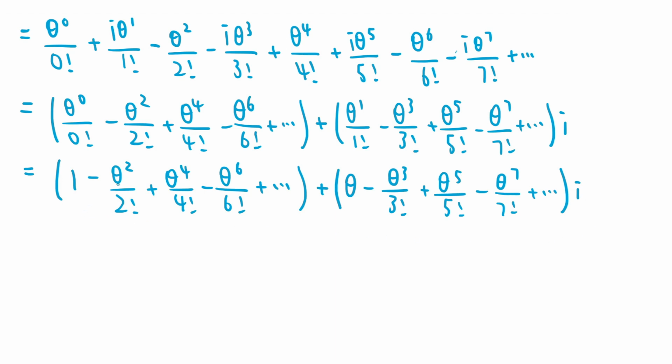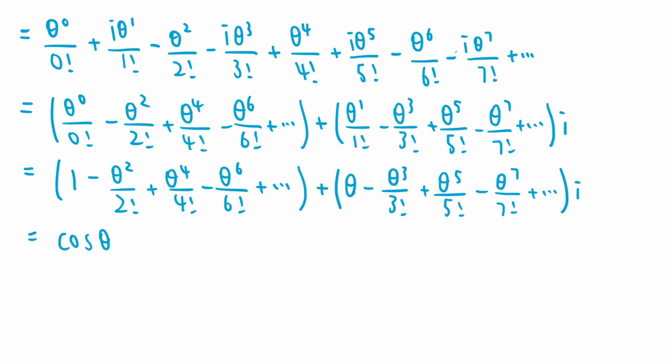1 minus theta squared over 2 factorial plus theta to the 4 over 4 factorial minus theta to the 6 over 6 factorial, and so on. Well, this is actually just the Taylor series for cosine of theta, which we covered earlier if you look back in the video. So we can just rewrite this as cosine of theta.